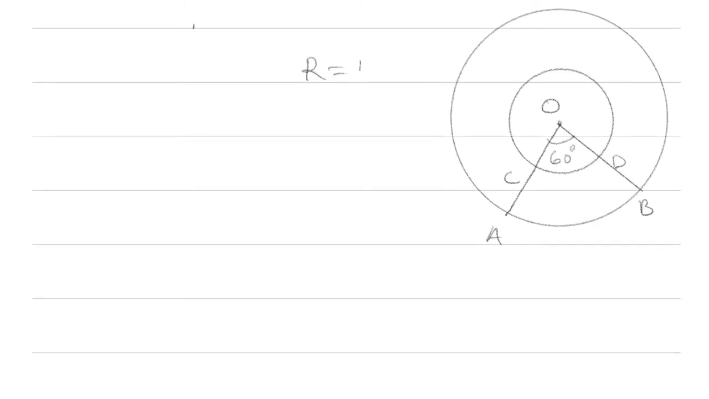In this question we are given 2 concentric circles and we have a sector. This angle is 60 degree and this point is O. This is A, B, C and D. The radius for the outer circle is given as 42 centimeter and the radius for the smaller circle is given as 21 centimeter. And we have a shaded region.